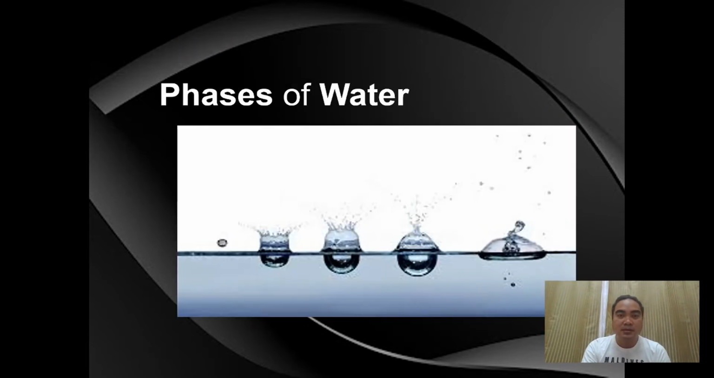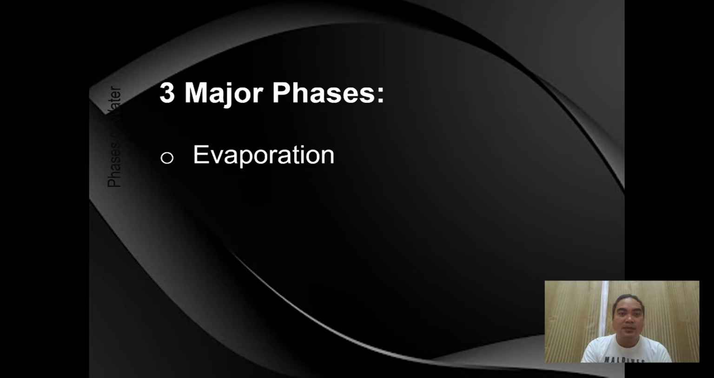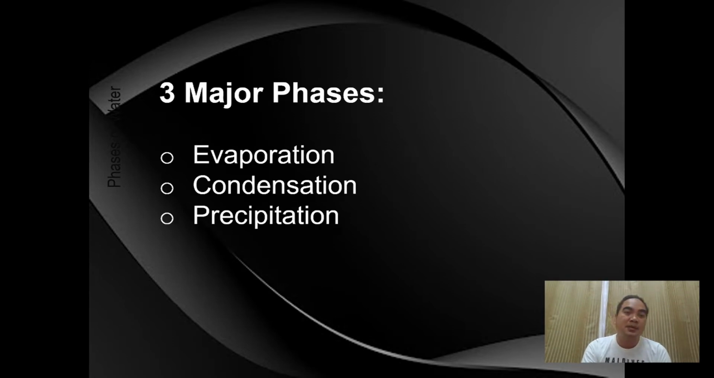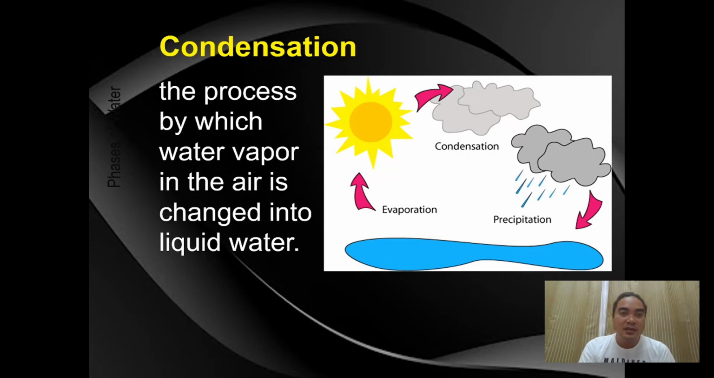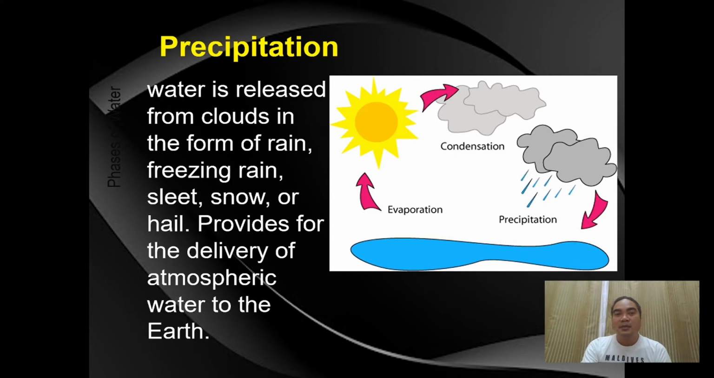So, phases of water, three major phases: evaporation, condensation, and precipitation. Lahat naman tayo napag-aralan na natin to, so balikan na lang natin ng mabilis. Evaporation, the process by which water changes from a liquid to a gas or vapor. Condensation, the process by which water vapor in air is changed into liquid water. Precipitation, water is released from clouds in the form of rain, freezing rain, snow, or hail, which provides for the delivery of atmospheric water to the earth.